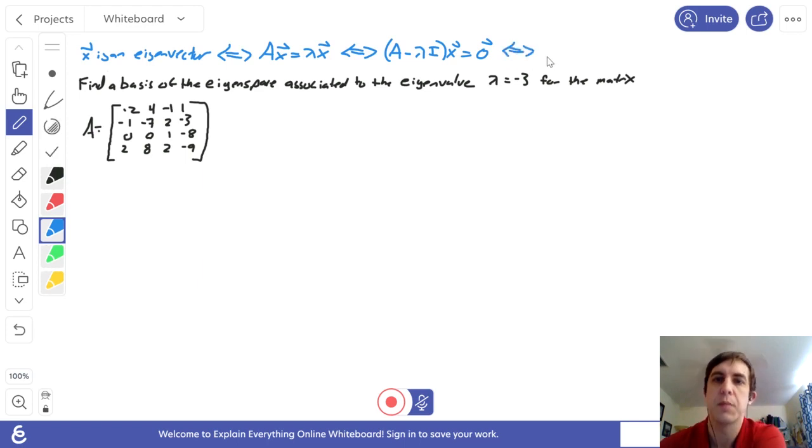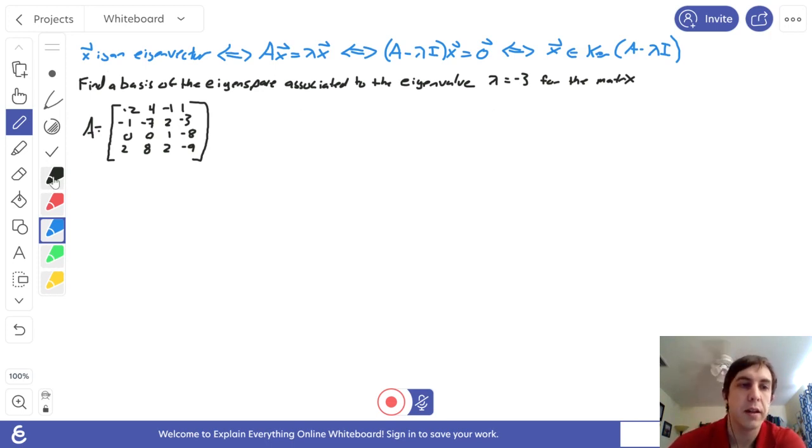And to rephrase this in terms of things we've learned before, this is saying that x is an element of the kernel of A minus lambda I. So if we're trying to find a basis of the eigenspace, we're just trying to find a basis of the kernel of a particular linear transformation. All right, so for this particular problem written in black here, we want to find a basis of the eigenspace associated to eigenvalue -3 for this matrix A. So we're going to try and find the kernel of A minus -3I.